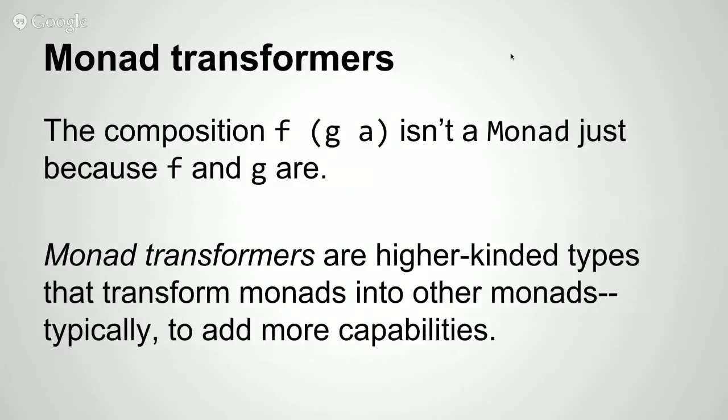So what we have is that f of g of A isn't necessarily a monad just because f and g are. So what we actually end up working with is what's called a monad transformer. And those are higher kinded types that take a monad called a base monad and transform it into another monad with more capabilities.